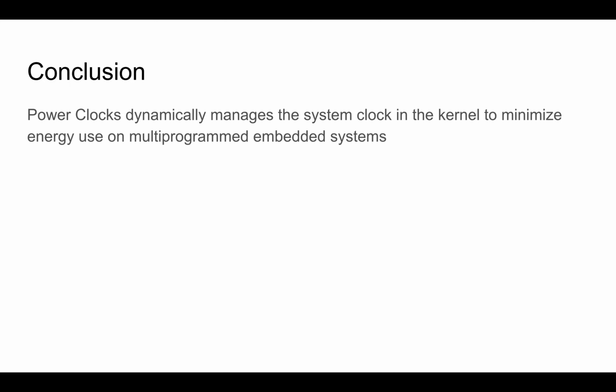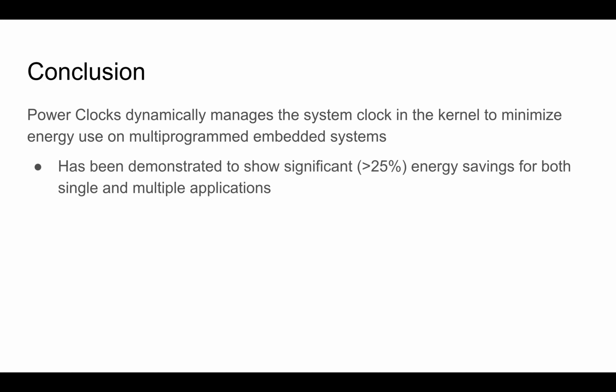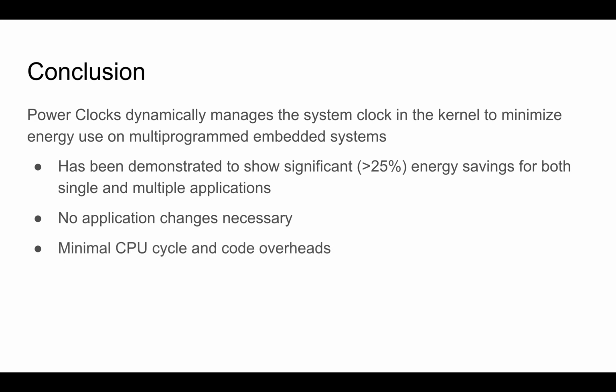policy. To conclude, we've shown that embedded applications can save energy by dynamically changing the clock in response to application workloads. Our implementation, Power Clocks, dynamically manages the system clock in the kernel to minimize energy use on multi-programmed embedded systems. It has been demonstrated to show significant energy savings for both single and multiple applications, and does so without requiring any application changes, and with minimal CPU cycle and code overheads. It is general enough to work on different MCUs as well.